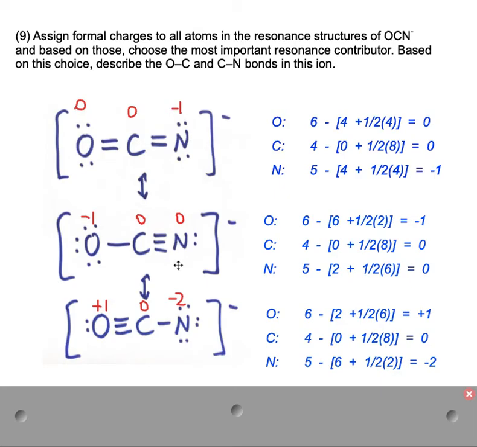By the way, one thing I should point out that you'll notice is that the sum of the formal charges on all the atoms in the resonance structure is equal to the overall charge on the polyatomic ion or molecule. So we're going to say that this means that in the most important resonance contributor, the carbon-oxygen bond is close to a carbon-oxygen single bond. The carbon-nitrogen bond is close to a carbon-nitrogen triple bond.